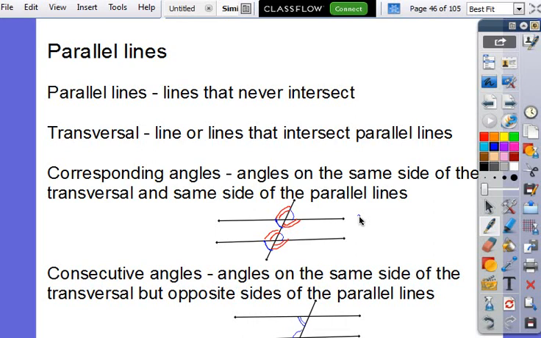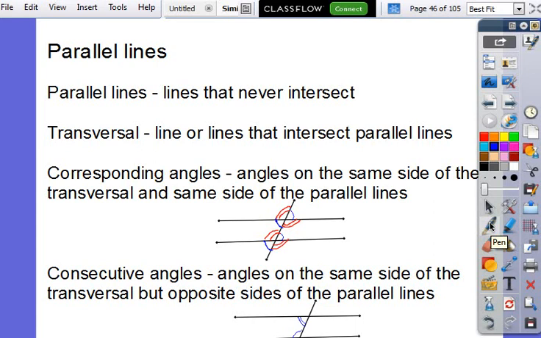The next is consecutive. And we really need to say consecutive interior and consecutive exterior. Well, what does interior obviously mean? Inside. Are these interior or exterior? Interior. Those are consecutive interior. How many other pairs of consecutive interior do I have? There's only 2.